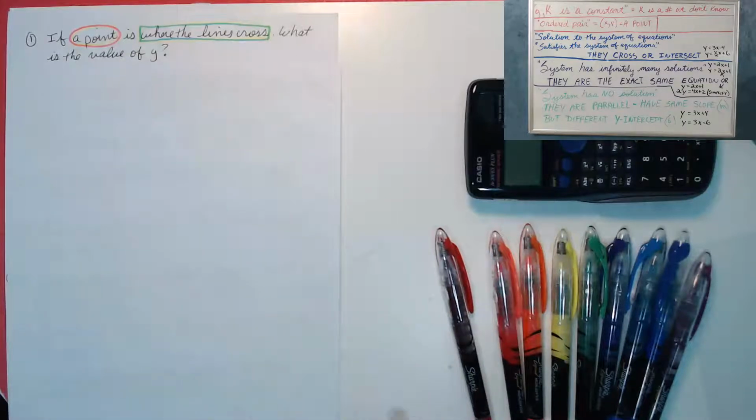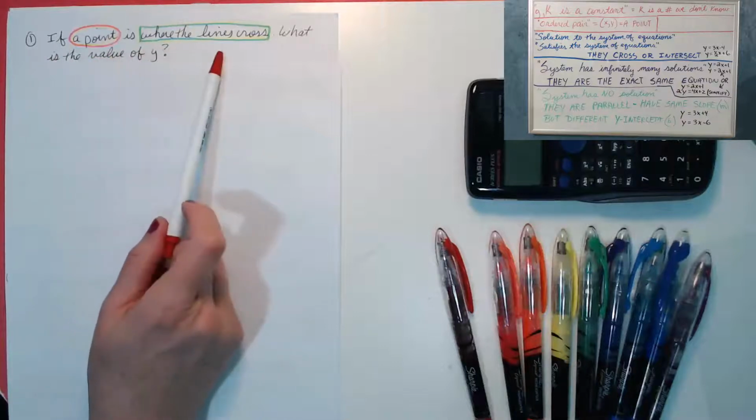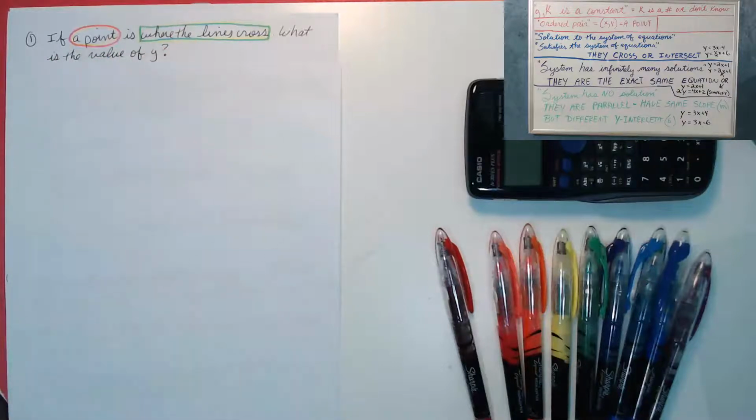And notice at the end is when they always add a question, right? They give you information like if a point is where the lines cross, or they're parallel or whatever, then they always ask you for something else. What is the value of y? What is the value of x plus y? What is the value of xy? What they want you to do is find x and y and then do something with those two answers. Okay, that's what all of these are about.